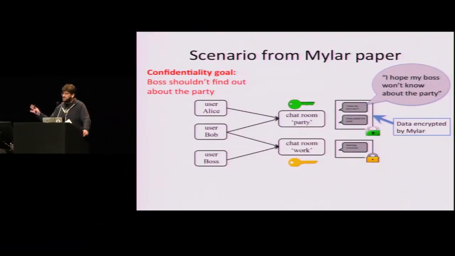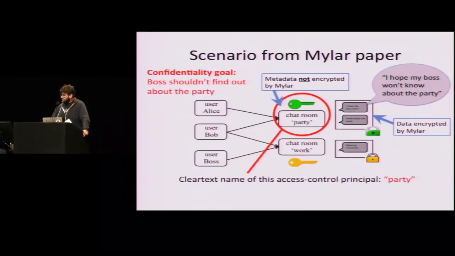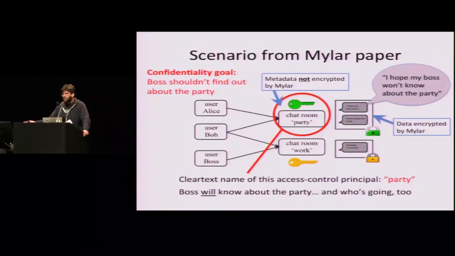The chat data itself is encrypted by Mylar, but the metadata is not encrypted by Mylar. In particular, there's an access control principle that corresponds roughly to a search encryption key, and the name of this access control principle is actually in plain text. And in this scenario, it's party. And the clear conclusion here is that the boss will know about the party, and because the users that have access to this principle, their access control principles are not encrypted, the names aren't encrypted either, the boss will know exactly who's going to the party as well.